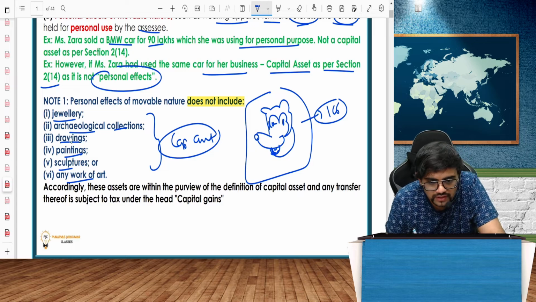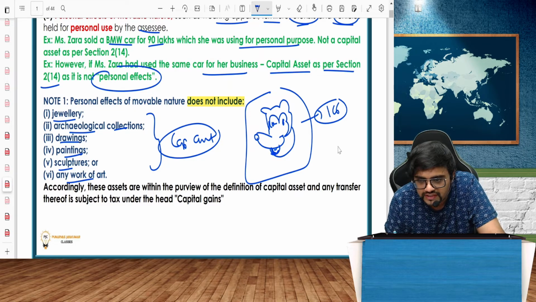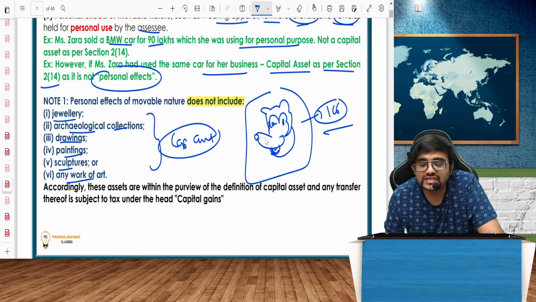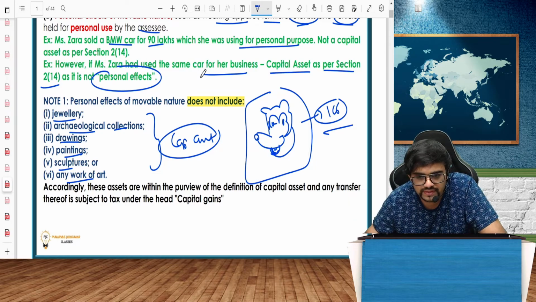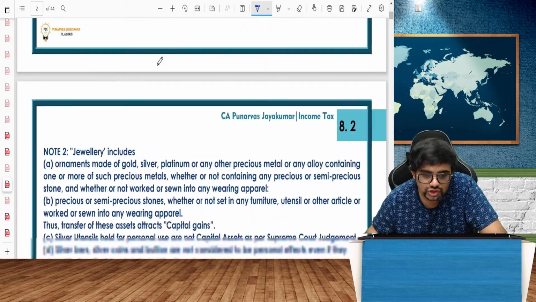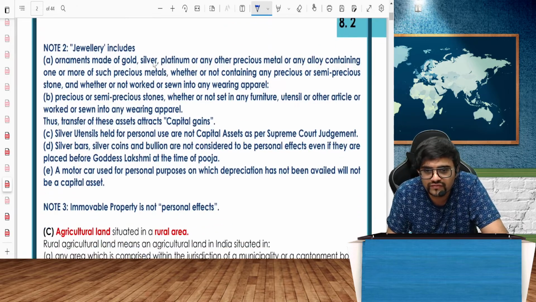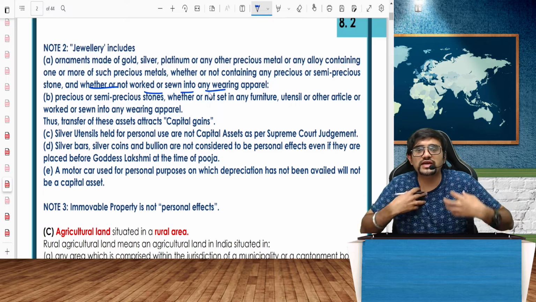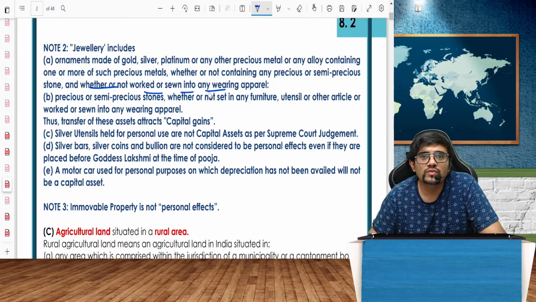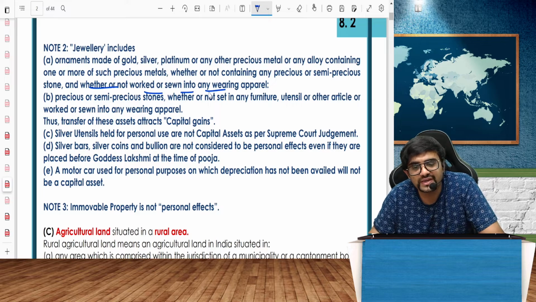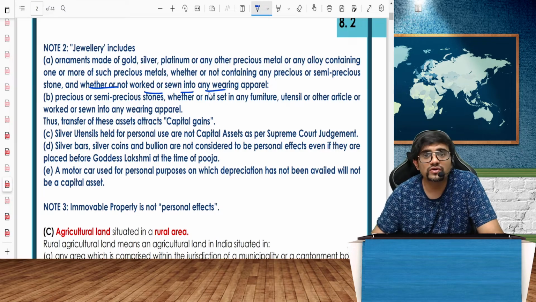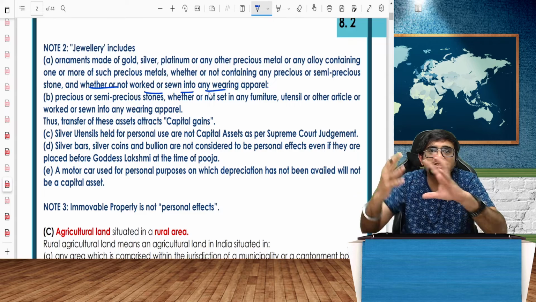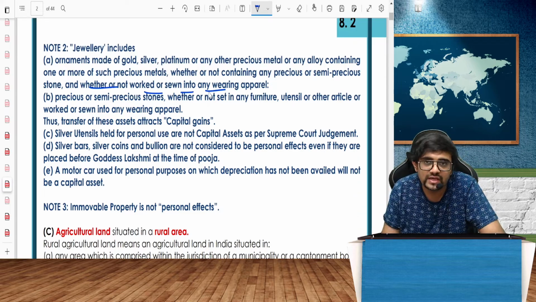So, drawings, paintings, sculptures, any work of art, 1 crore. If I sell, is it a capital asset? 100% capital asset. So capital gains will come. Now, jewelry, interesting to know. Ornaments made of gold, silver, platinum, etc., whether or not worked or sewn into any wearing apparel. So if I have one shirt with diamonds studded all over, it will be called jewelry. It will definitely be called a capital asset. I told you my mom threw a full gold utensil, gold studded everywhere. Yes, it will be treated as jewelry.